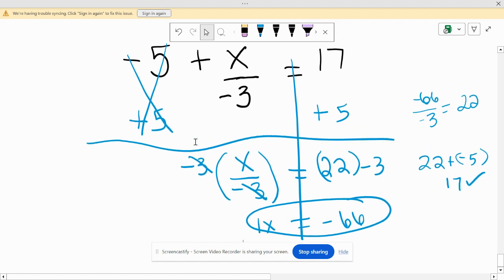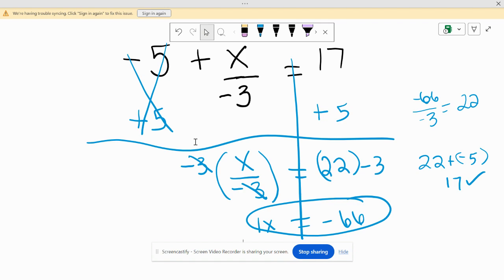I hope this was helpful. If you need to go back and watch something, go ahead and do that. You can pause the video. You can copy these down in your notebook, whatever's going to be helpful for you to help you remember the steps of a two-step equation.